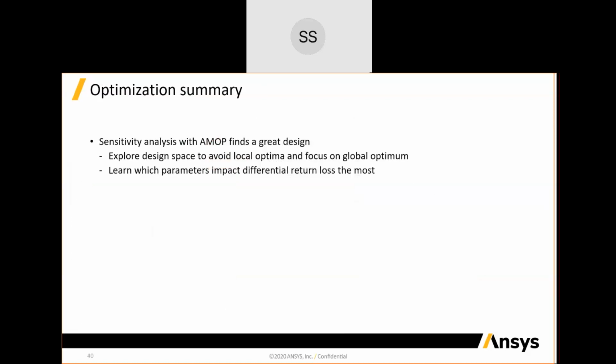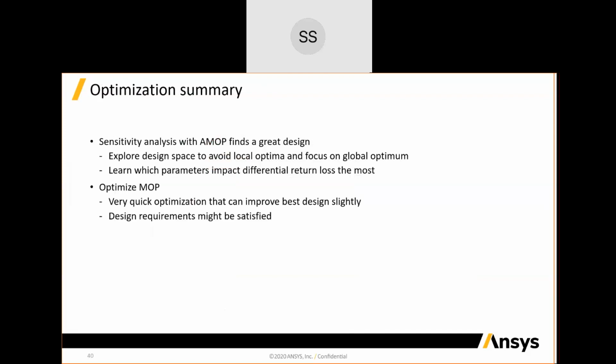So let's take a quick overview of what we had done here with the optimizations. We started out with sensitivity analysis that created an AMOP. And here we explored the design space, and really the primary reason for that is that we want to find the global optimum. We don't want to get stuck on a local optimum.